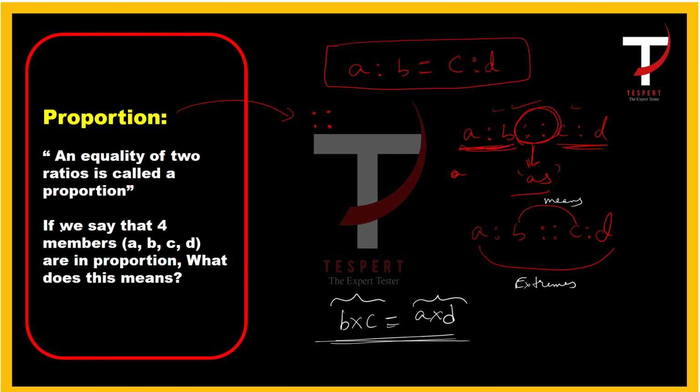So if we say that four numbers A, B, C, D are in proportion, what does this mean? So A is to B as C is to D. Here the product of means is equal to product of extremes.